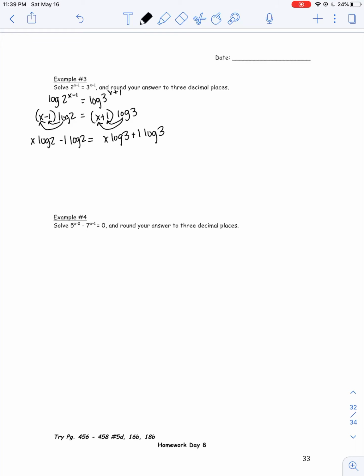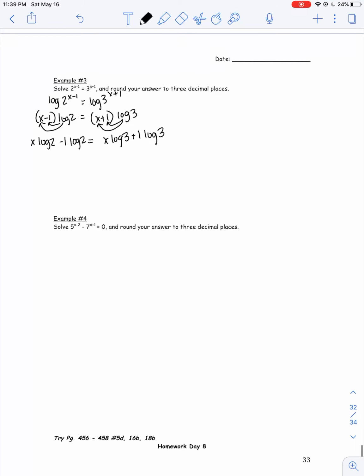Our next step, we want to bring x's to one side of the equation and anything that doesn't have the variable x to the other side of the equation. So this will stay the same, but when we move over x log 3, it becomes minus x log 3 because the signs change when you bring things over across the equal sign. Now we're going to bring the minus 1 log 2 to the other side, and it becomes just positive 1 log 2 plus 1 log 3.